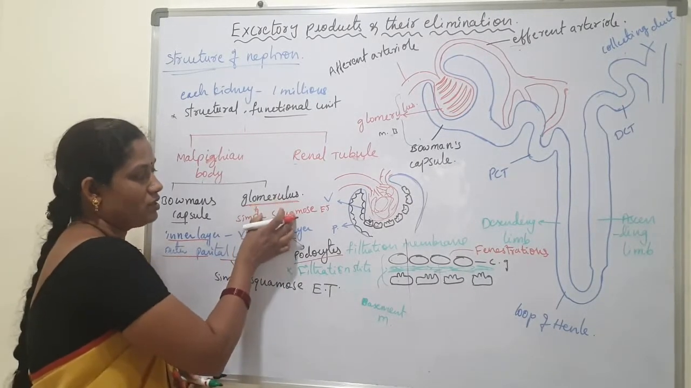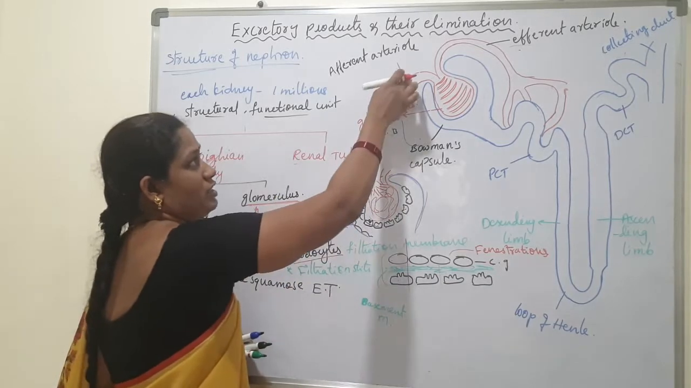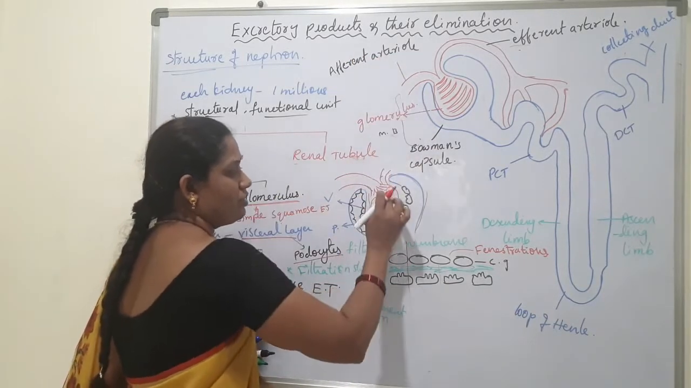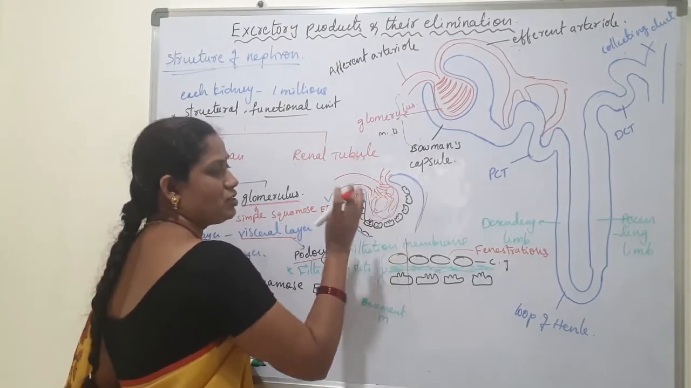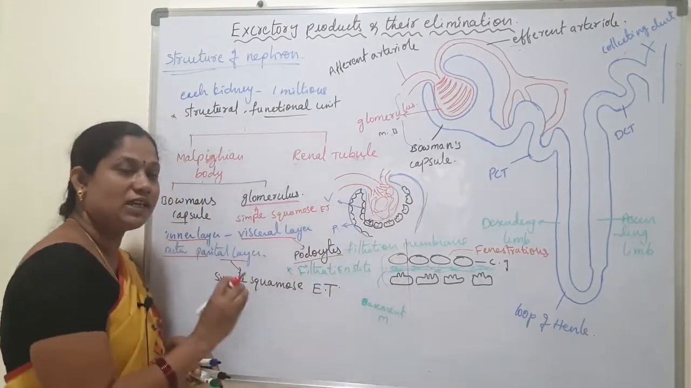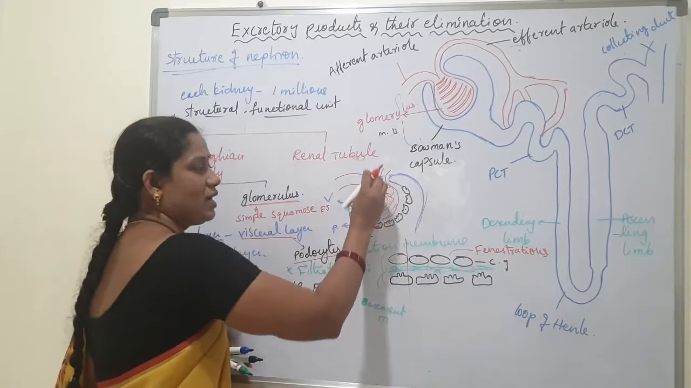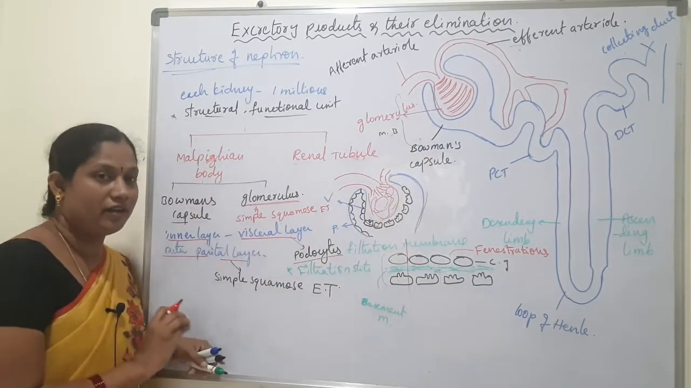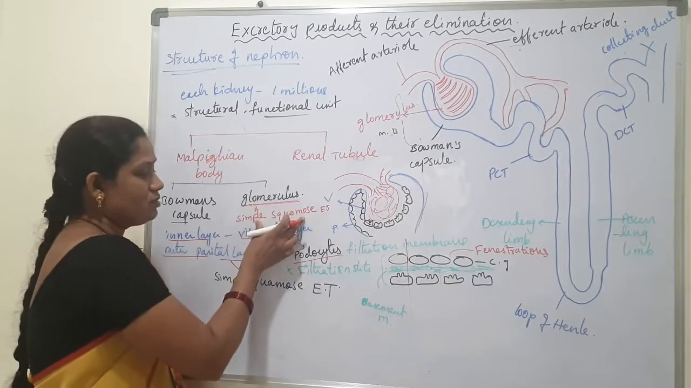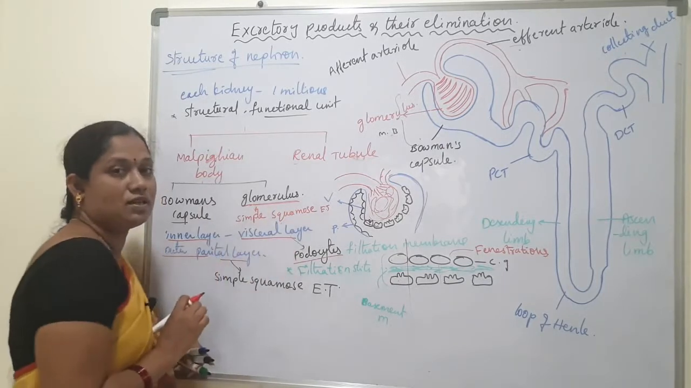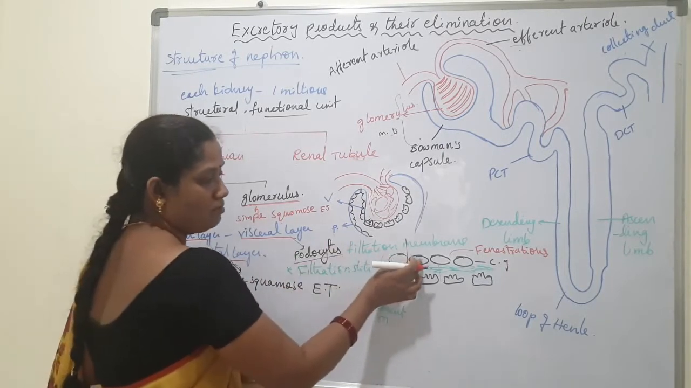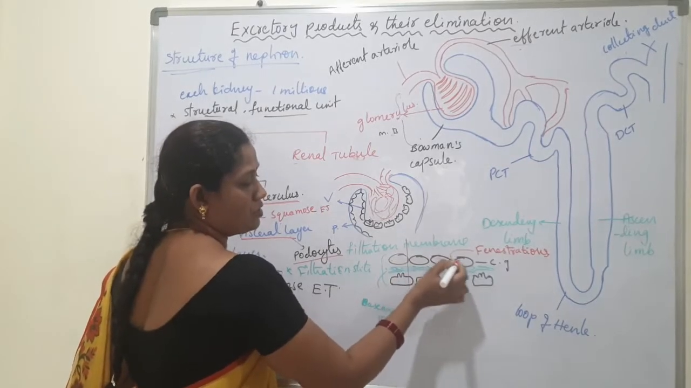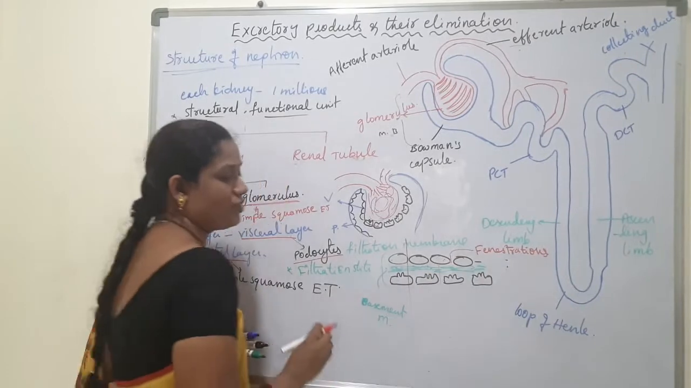Next, the glomerulus. The glomerulus is formed by the afferent arteriole. The arteriole enters into the Bowman's capsule. It divides into many branches to form many capillaries. Then these capillaries rejoin and come out through the efferent arteriole. The glomerulus is made up of simple squamous epithelial tissue, which also has some gaps. These gaps are called fenestrations.